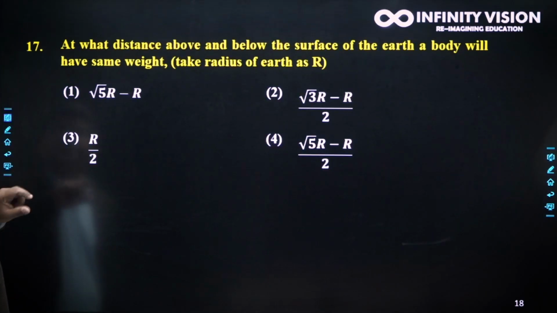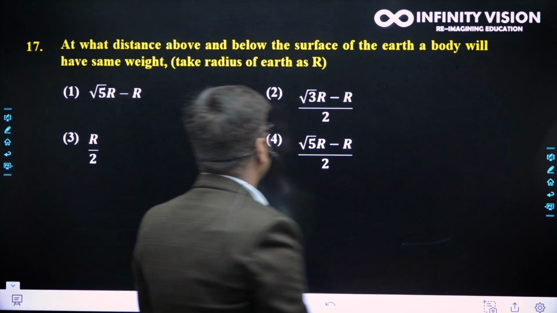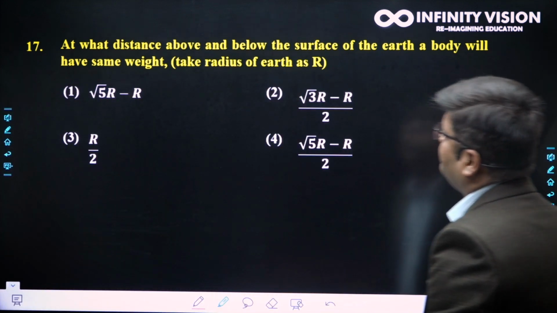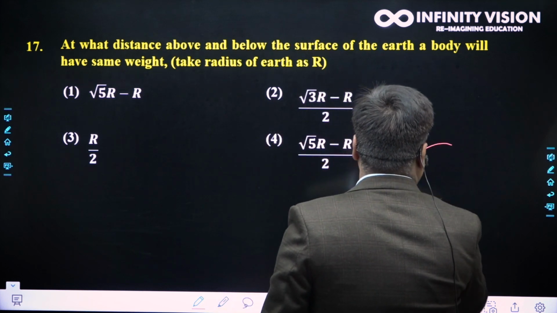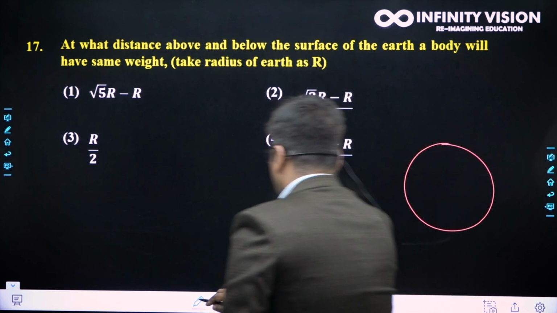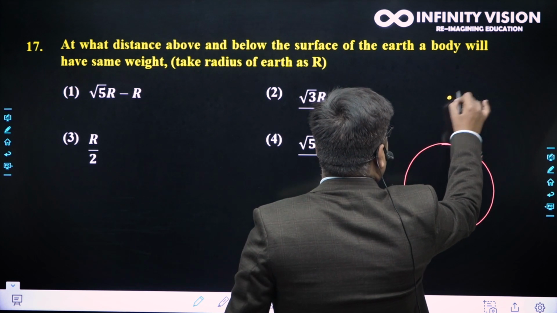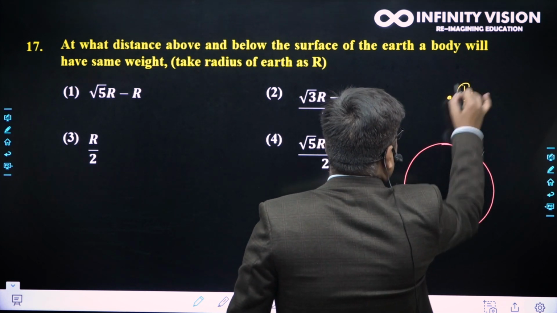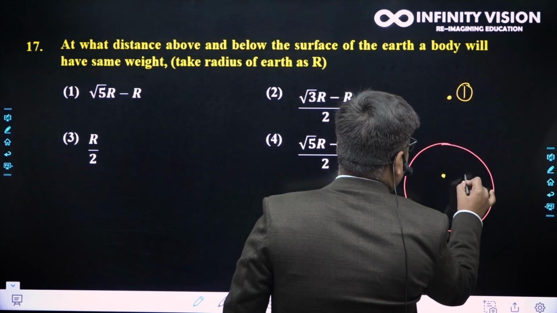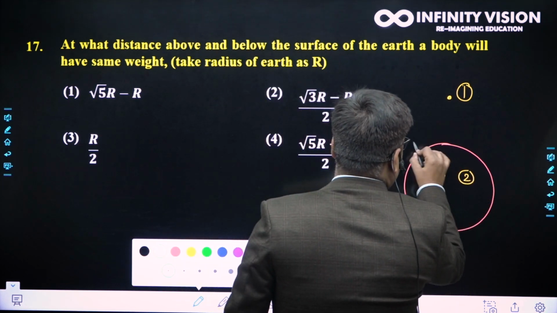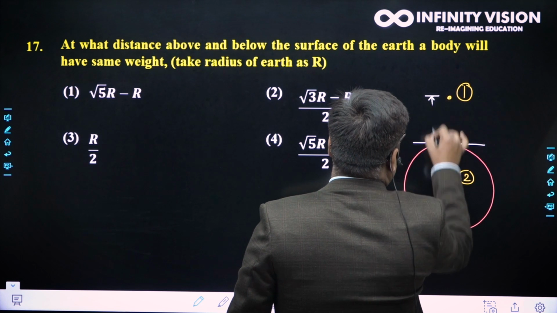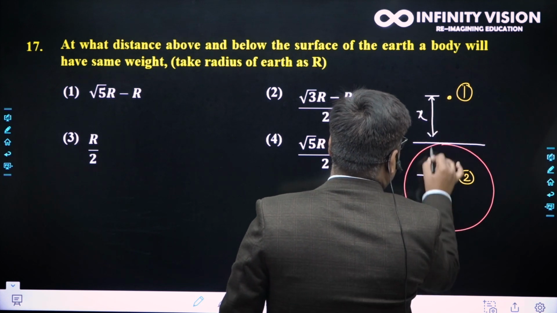Now coming to question number 17. At what distance above and below the surface of the earth will a body have the same weight? Take the radius of earth as r. It is a very simple question on acceleration due to gravity. Let's suppose this is earth and here I take a point 1, and just below the surface of the earth I take a point 2. Now let's suppose the distance is measured from the surface of the earth. This is also x and this is also x.